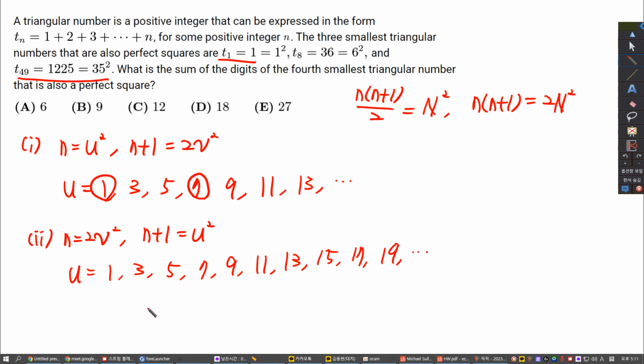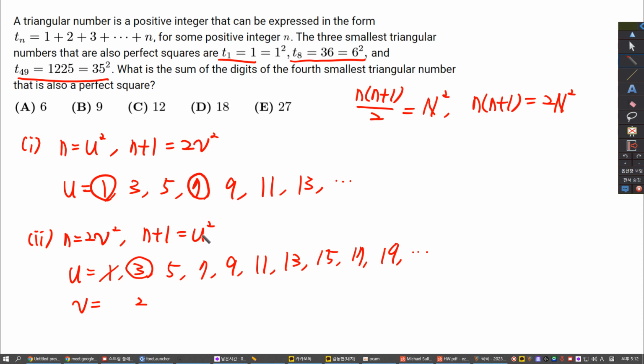But when u is 1, n is 0, it just doesn't make sense. And when u is 3, n is 8. Okay, so now what's v? When u is 3, what's the value of v? Because v squared is 4, v is 2, so that's the case we want. So that makes this second triangular number. When u is 3, n is 8.